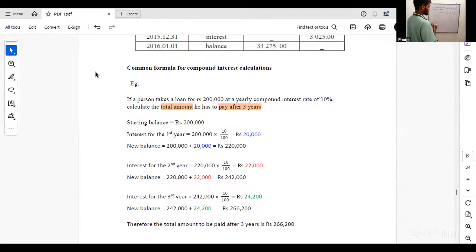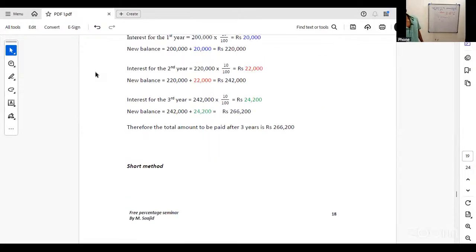Now we can cancel zeros. 2 zeros cancel, this 1 zero gets cancelled from here, then the next zero gets cancelled from here. You multiply this amount, which is 2 times 110 times 110 times 11. You get the same answer, 266,200 rupees. You multiply this and see, you get the same amount. The total amount to pay after 3 years is this amount.